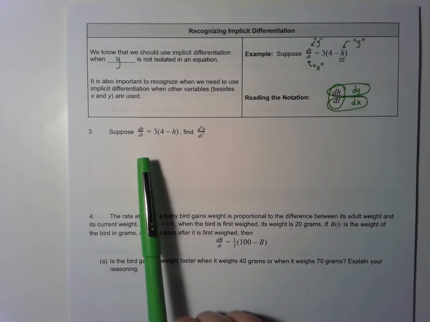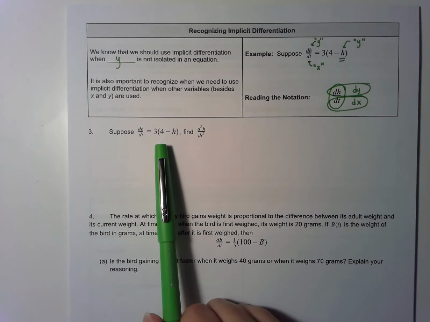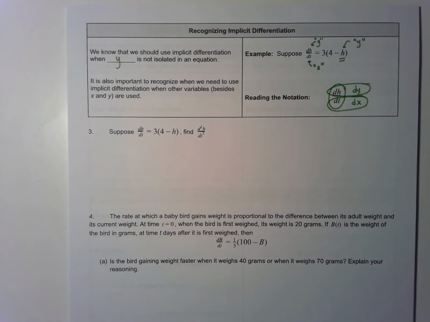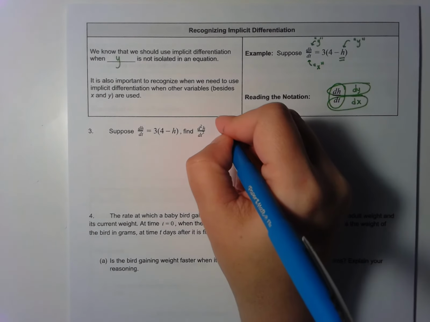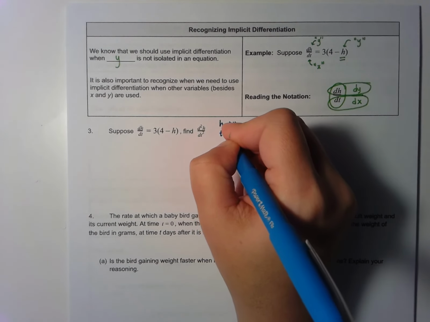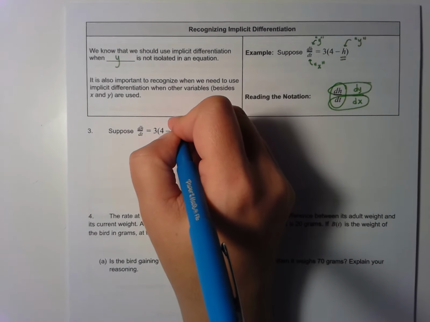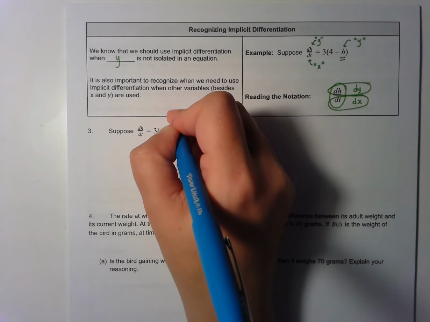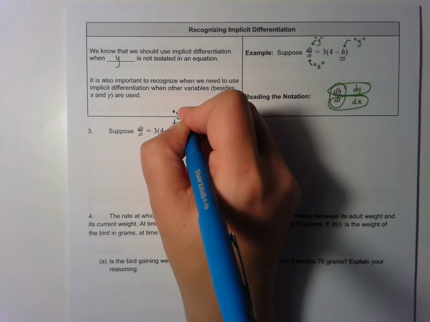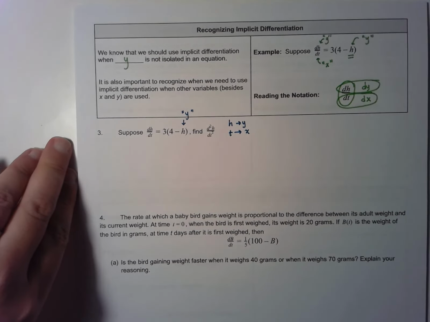So an example where you might see something like this is, suppose that dh over dt is equal to 3 parentheses 4 minus h, find d squared h over dt squared. The first thing I would note here is that the h is like the y in this problem, and the t is like the x in this problem. What that means is that we need to use implicit differentiation because this h is like having a y that is not isolated.